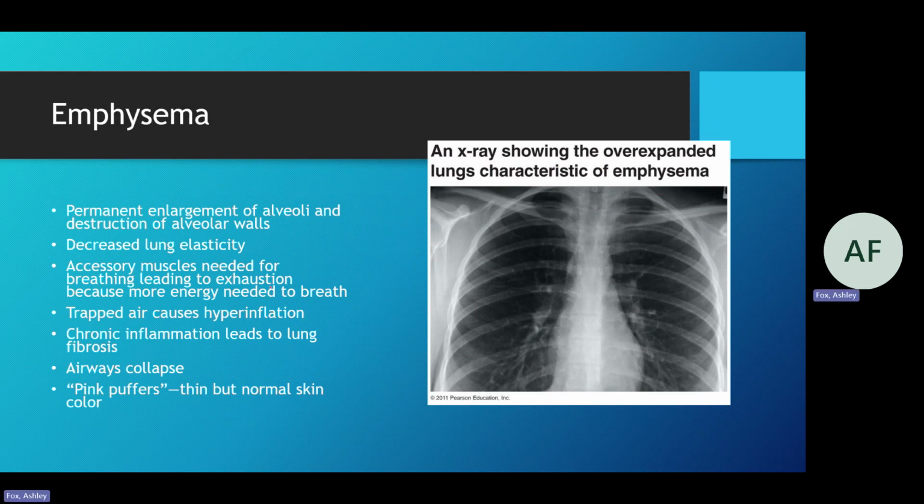With emphysema, this is a permanent condition of enlargement, an increase in size of the alveoli and destruction of the alveolar walls. So normally, remember, we have the grape-like structures of the alveoli. They're all in little grape clusters. Well, with emphysema, you're making one large alveolus. So you're breaking down these walls and making a large alveolus.